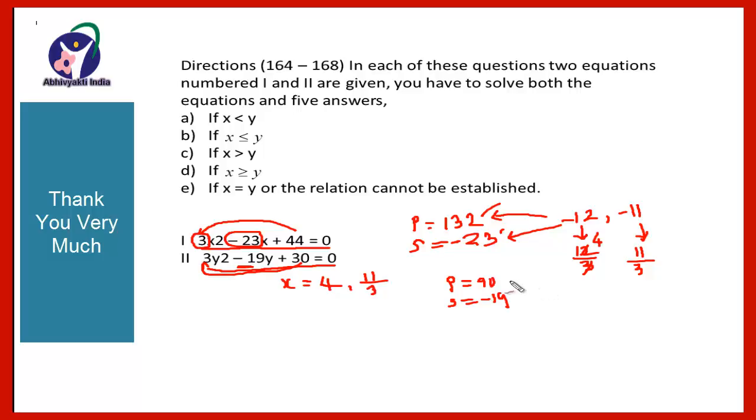So we have to search for the two numbers whose product is 90 and the sum is minus 19. Definitely those two numbers will be minus 10 and minus 9. The product of these two numbers is plus 90 and the sum of these two numbers is minus 19. Therefore, to find the value of x, we change the sign, so it will become 10, and divide by the coefficient of y square. The coefficient of y square is 3 here, so divided by 3.